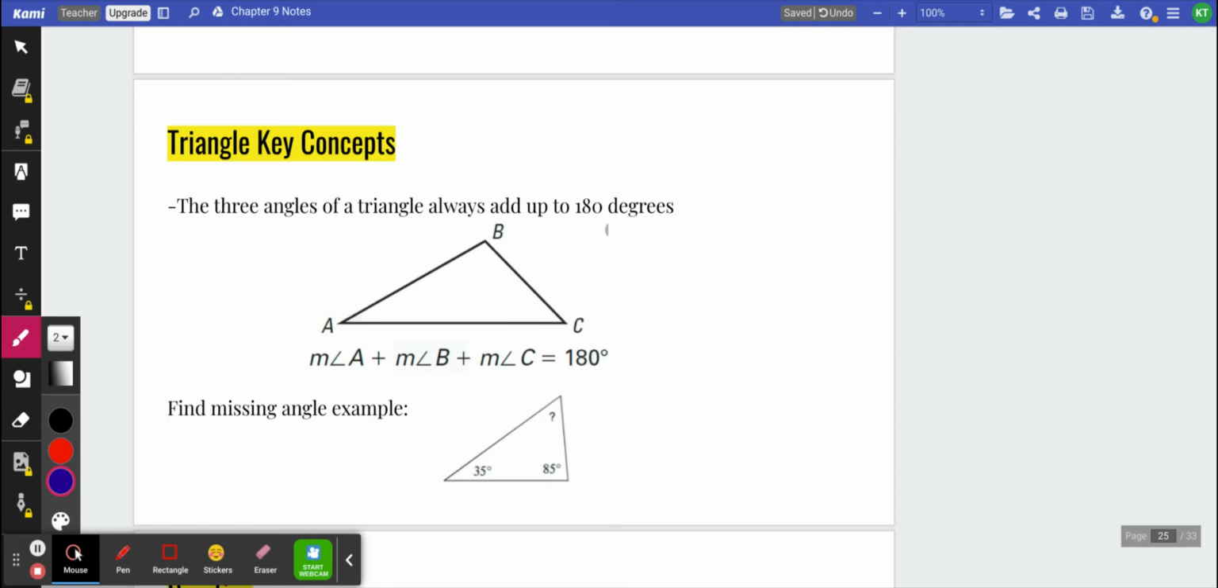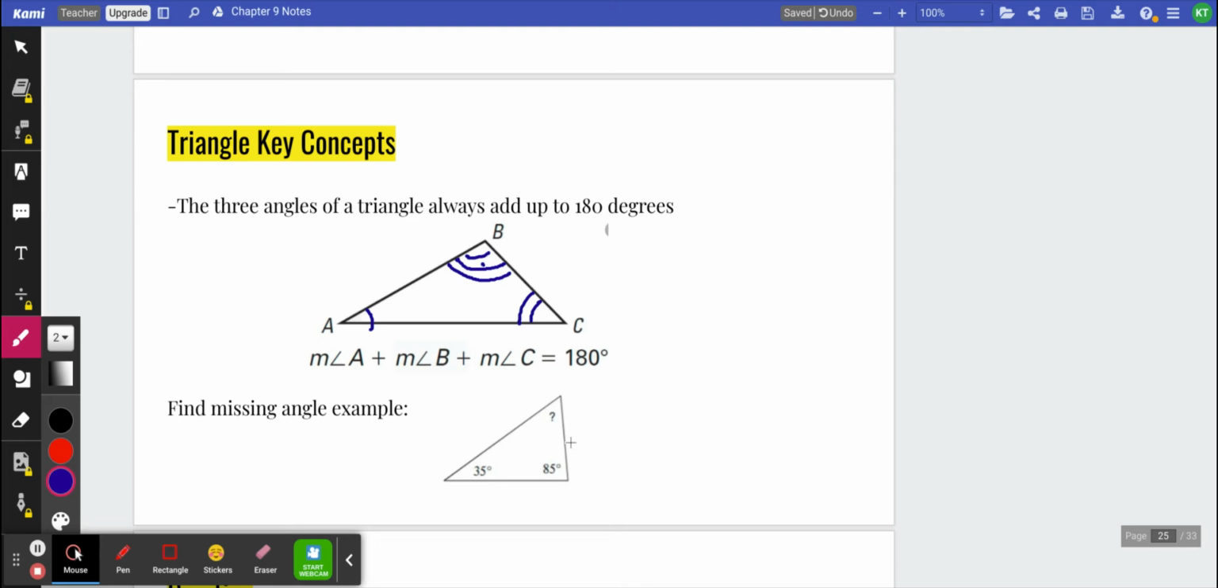There are some interesting things about triangles, and one of the main concepts that we're going to look at today is the fact that three angles of a triangle will always add up to 180 degrees. All right. So this angle here, this angle here, and this angle here, right? There's one, two, three angles. The three of them will always total up to 180.